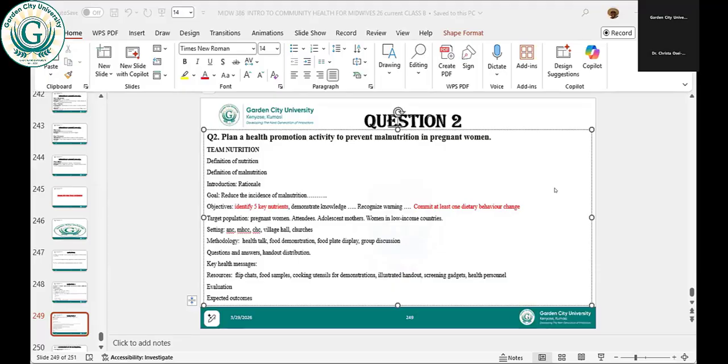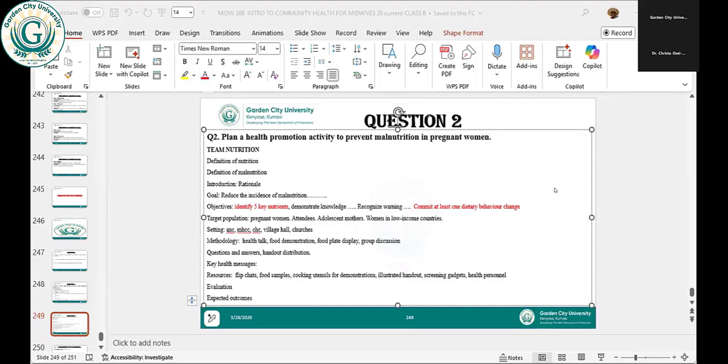After that, you say attendees. Then you keep saying adolescent mothers, women in low income, something, something. Are they pregnant women? Are they pregnant women? The reason why sometimes we get to know that you people are dabbing from the internet is that you dab and you don't even contextualize the thing to your settings.